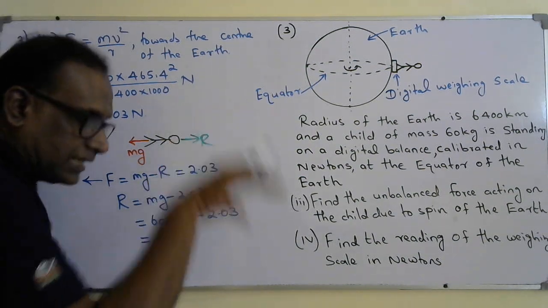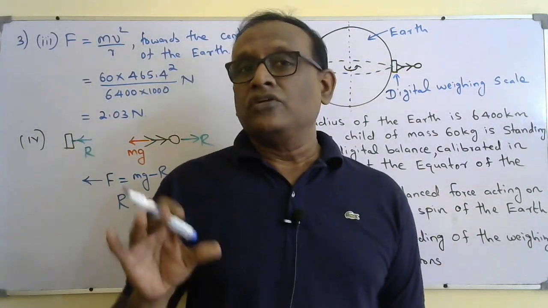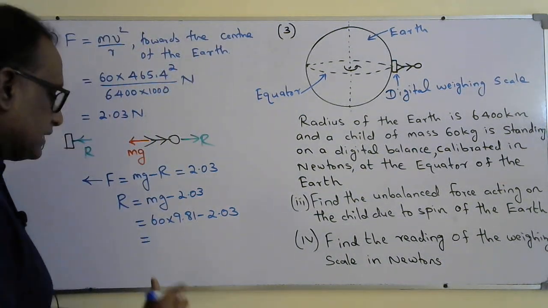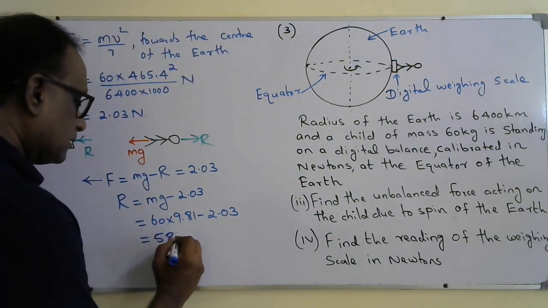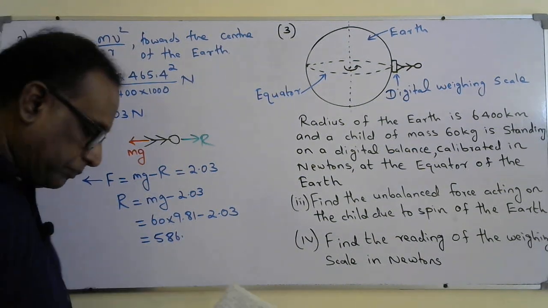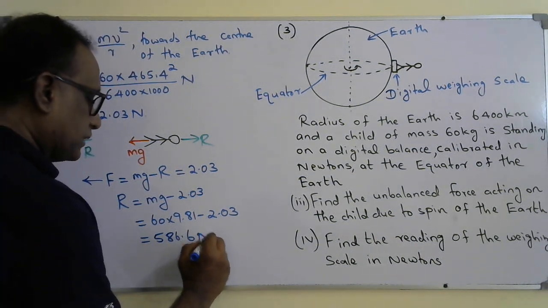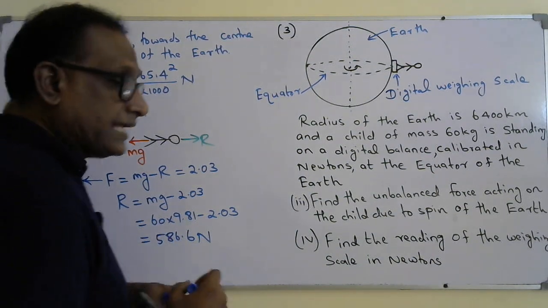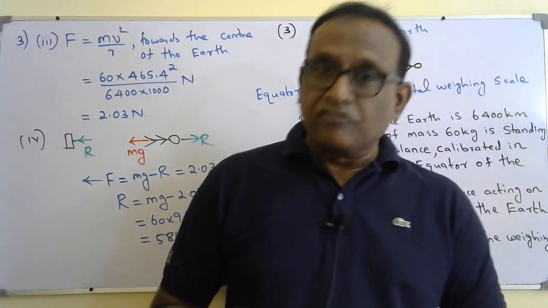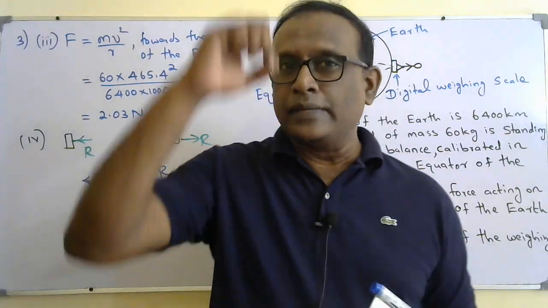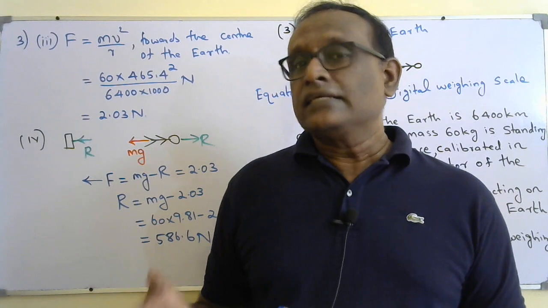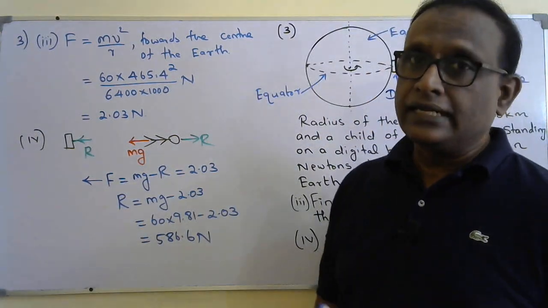So that will be smaller than the actual weight of the child. That is going to be 586.6 Newton. So the weighing scale won't read a value equal to mg. That will be smaller than the actual weight because of the centripetal force.